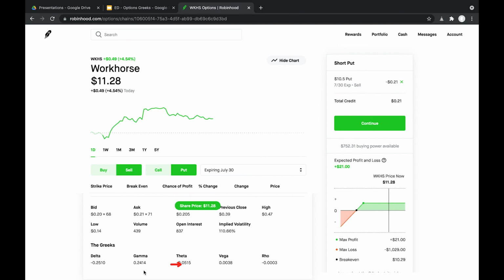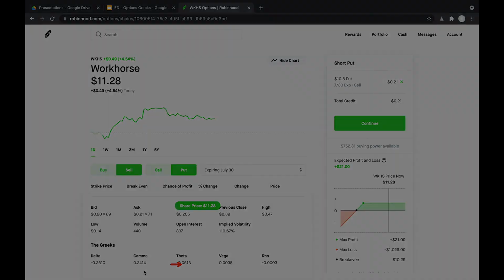I'm looking for 50% profit on this. I'm selling it for $20. I'm going to exit when it gets down to $10. And it's going to get down to $10 in approximately 2 days based on the theta value.